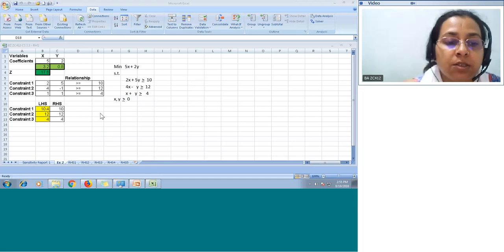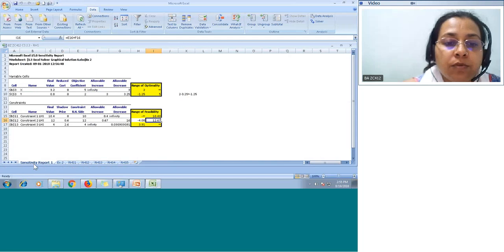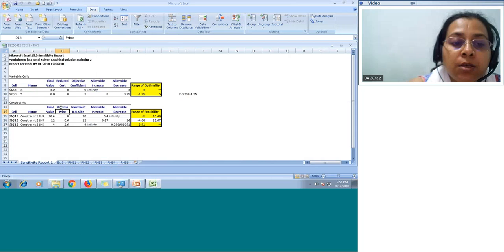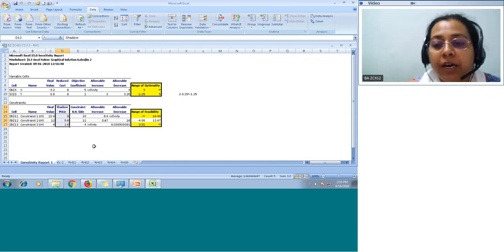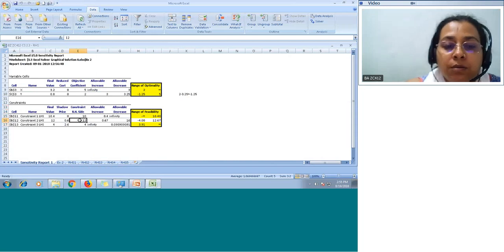We are discussing this problem and the sensitivity of this problem. We have already discussed the range of optimality and the range of feasibility. Here we are discussing the shadow price and what its use is. The shadow price gives us an idea of what change we get if I change the RHS of this second constraint by 1 unit: I will get a change of 0.6 in my objective function value.